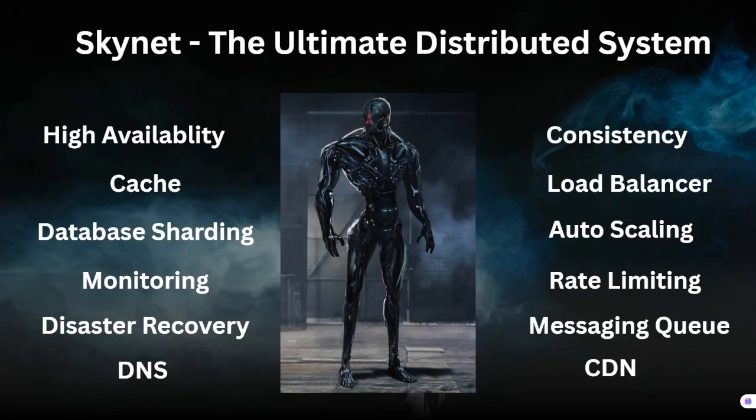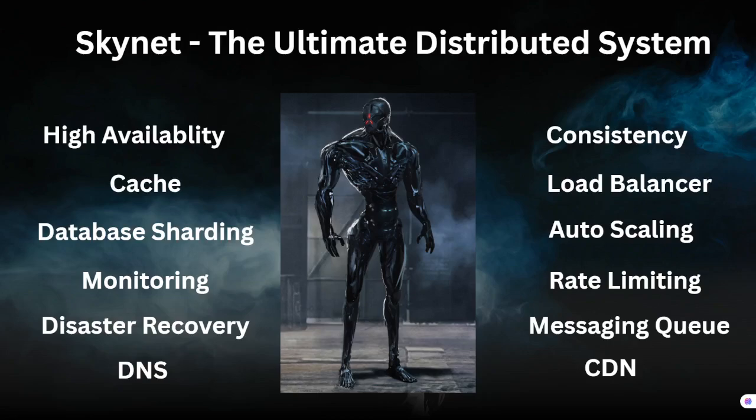Let's break down how Skynet could use load balancers, distributed databases, and messaging queues to run like the most advanced tech company ever. It wasn't just powerful, it was built to survive failures, reroute traffic, and process massive amounts of data in real time. In this video, we are going to discuss various concepts like high availability, consistency, cache, load balancer, database sharding, auto scaling, monitoring, rate limiting, disaster recovery, messaging queues, DNS, and CDN.